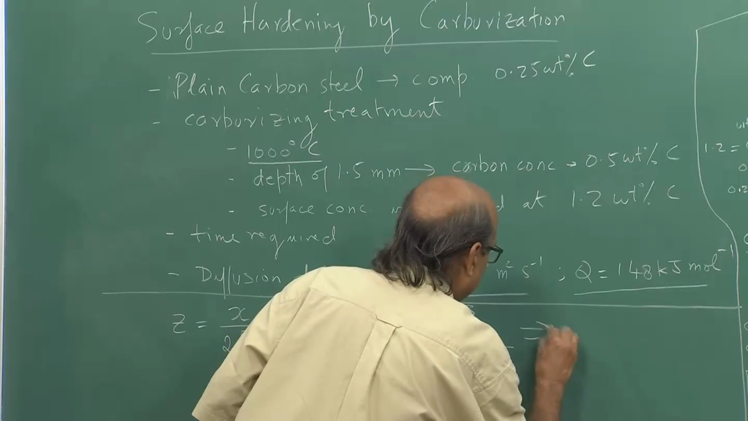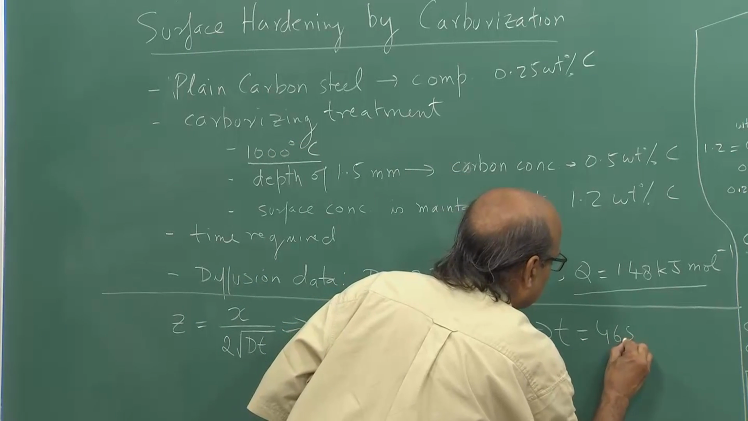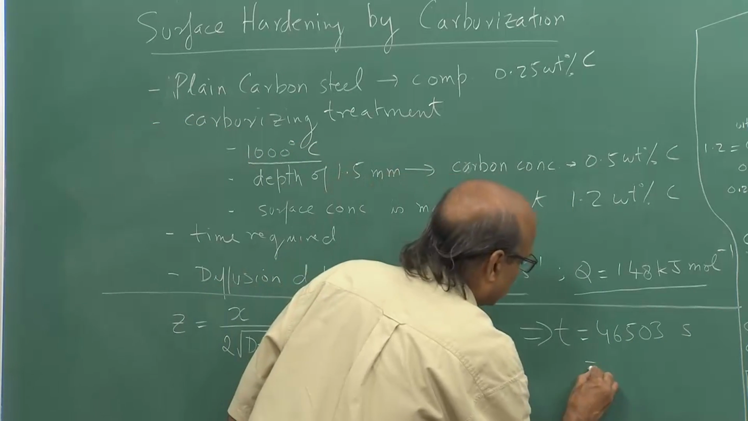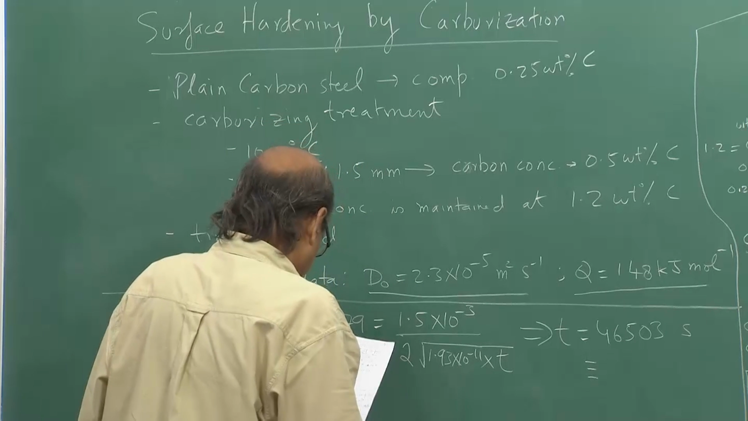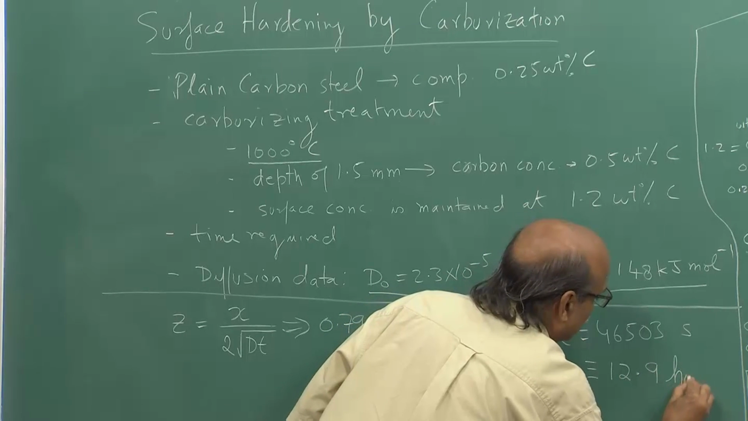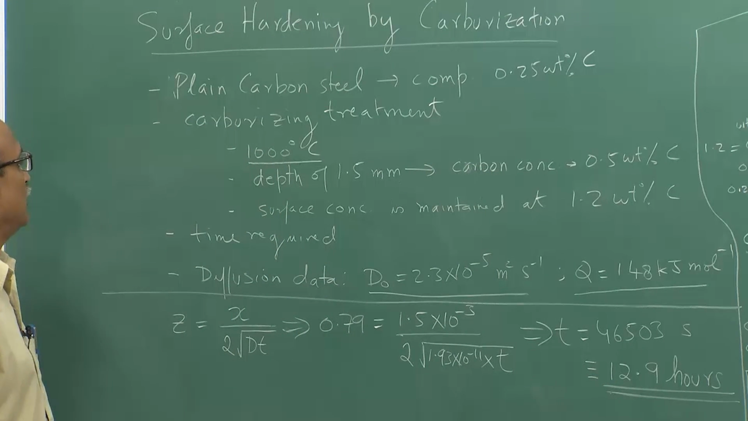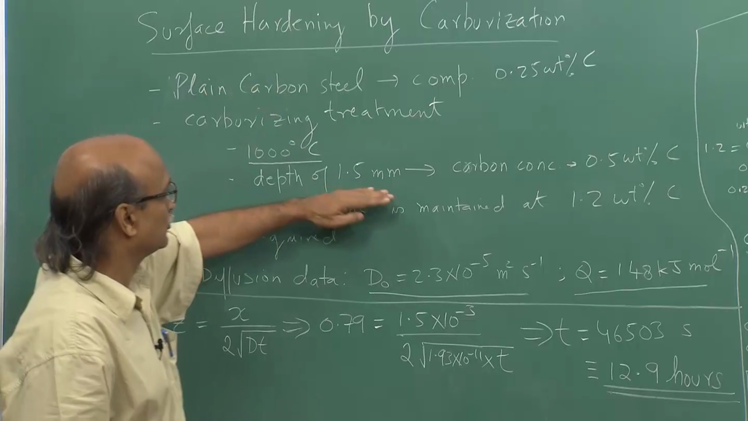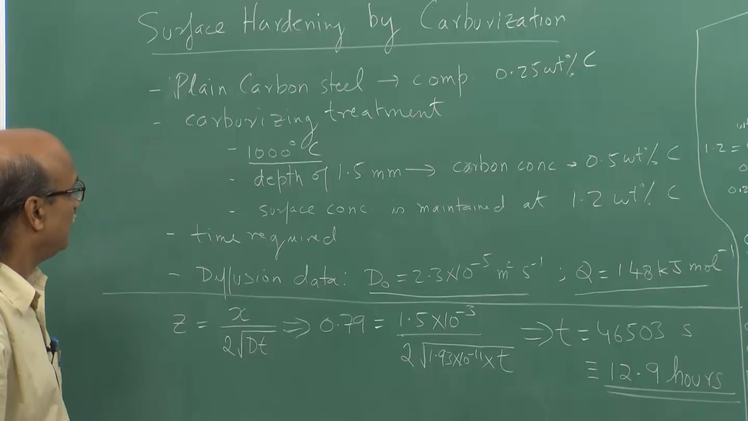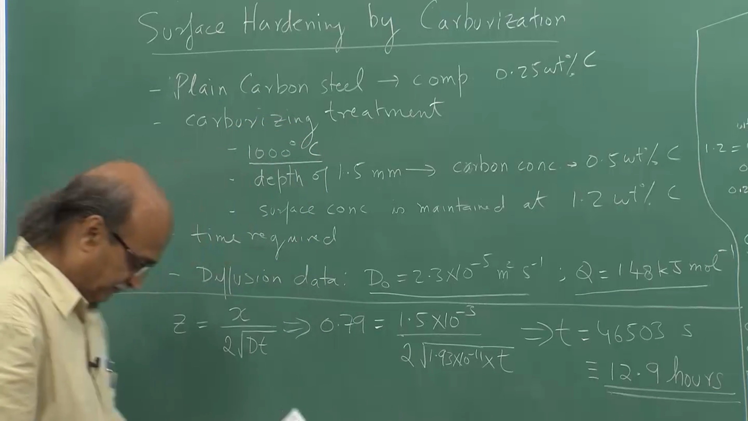From here I will get a time of 46503 seconds. Convert this into hours, so divide this by 3600. This gives me that I require a carburization time of 12.9 hours, or almost 13 hours. So, in order to get the carbon concentration up to 0.58% at a depth of 1.5 mm, I will need to carburize this component for almost 13 hours.